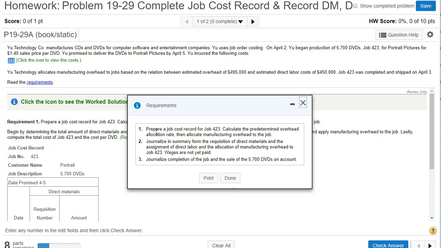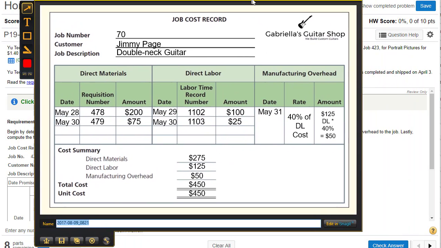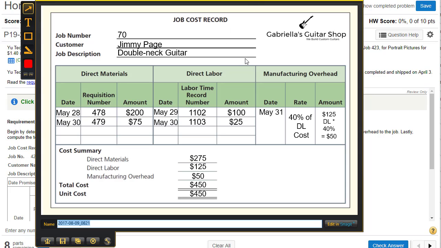So here's our requirements. Our first requirement, we're going to prepare a job cost record and then calculate the predetermined overhead allocation rate, then allocate manufacturing overhead to the job. So what we're doing, going back to our slides, we're going to complete a job cost record for job 423. Remember, the job cost record shows the job's direct materials, direct labor, and then allocating manufacturing overhead. And then we just add up the costs and figure out the total cost and then the unit cost.